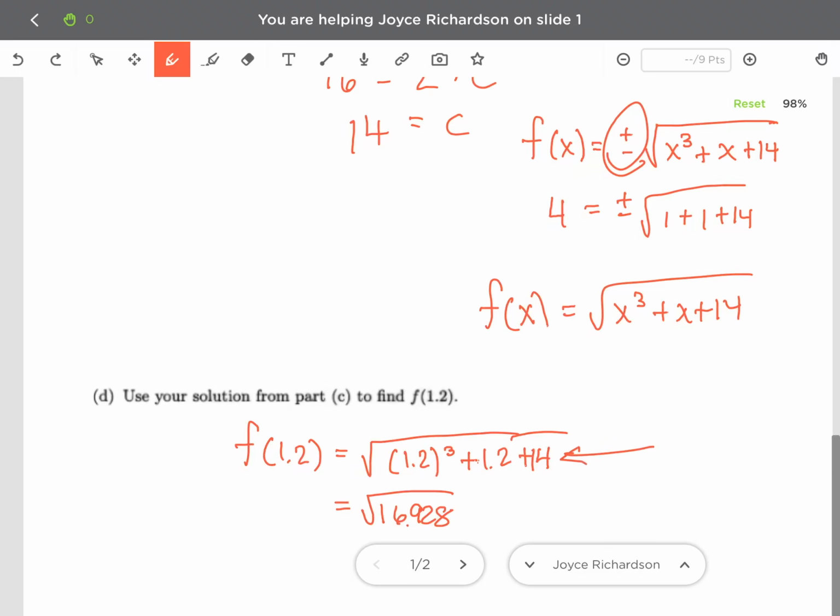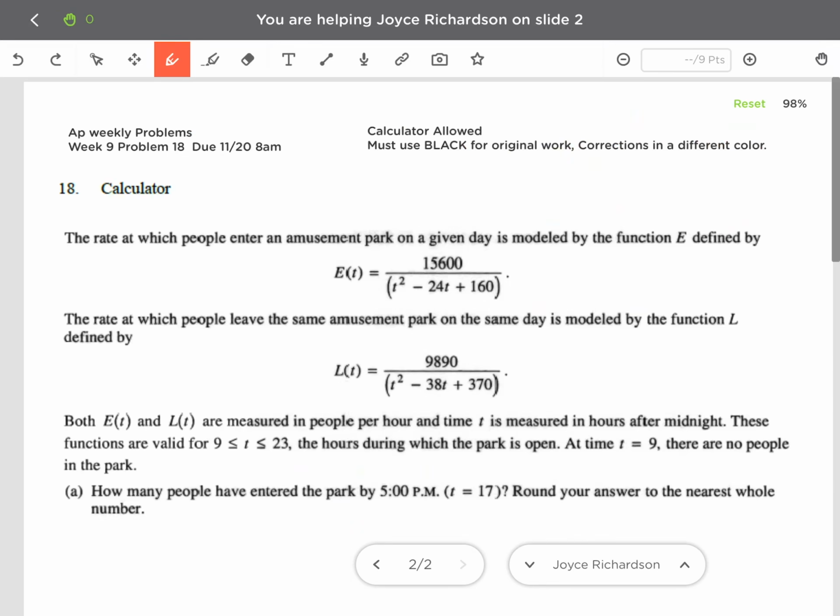So if it says no calculator, don't go to your calculator, or don't copy a problem that says the final answer, because I know what I've told you, and I don't want you to take the square root of 16.928. I'm sure you're not doing that in your head. So anyway, for future reference.